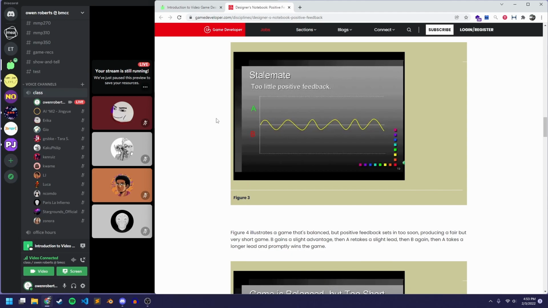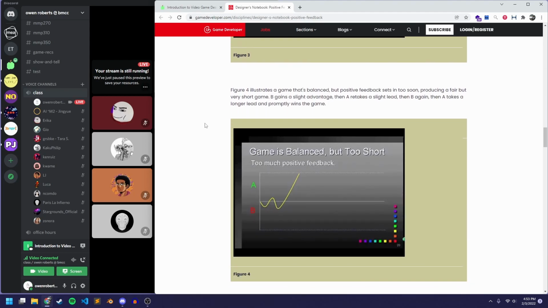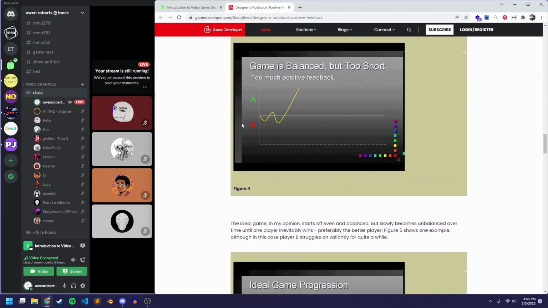So then we have a two balanced game. Okay, so A and B. So it's just going back and forth, and neither player, or the player versus the computer, is actually making any progress or pulling ahead. It's just toggling back and forth forever. So then we have a balanced game.